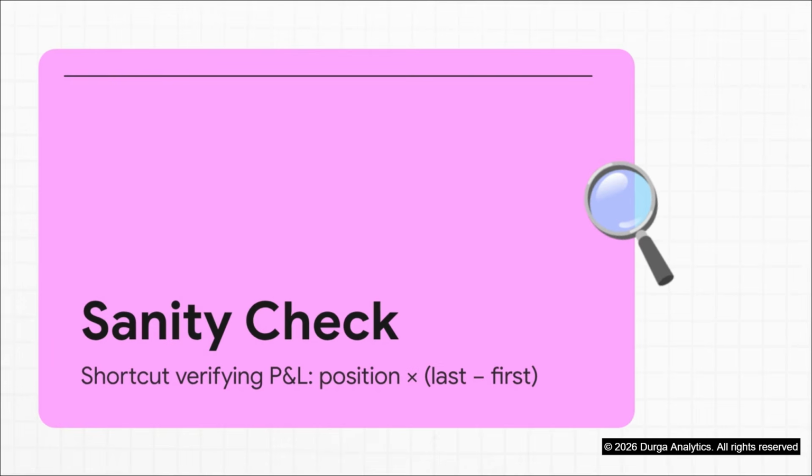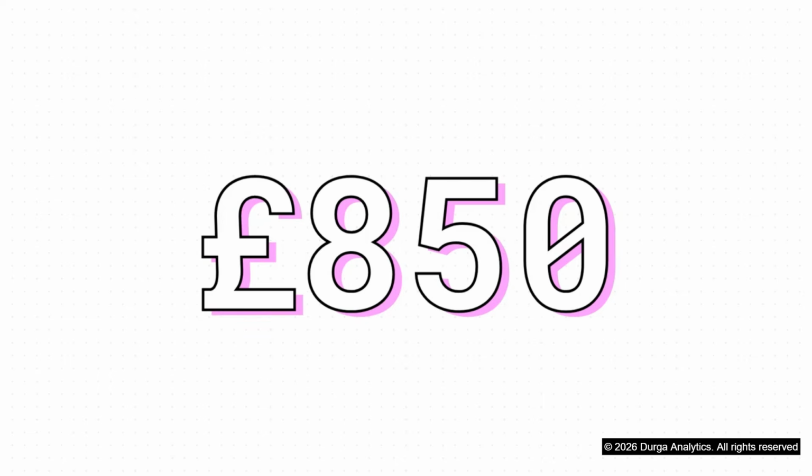We simply multiply our total position by the difference between the very last price of the week and the very first price. To put that into perspective, let's say our first price on Monday was £30 and our final price on Friday was £38.50. That is an £8.50 difference overall. Multiply that by our 100-unit position and we get £850. If the sum of your daily looped P&L does not perfectly match this £850, your loop is broken, period. This one simple line of code catches most loop bugs instantly.